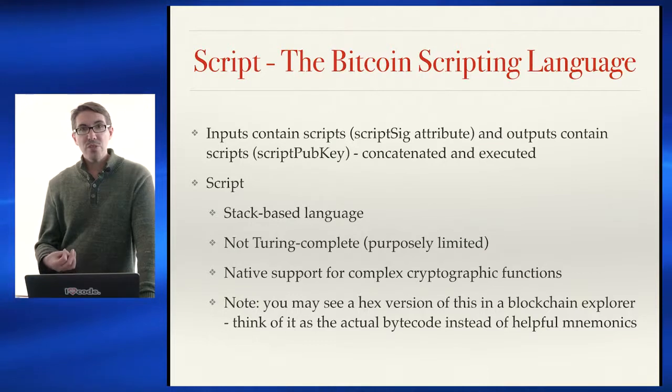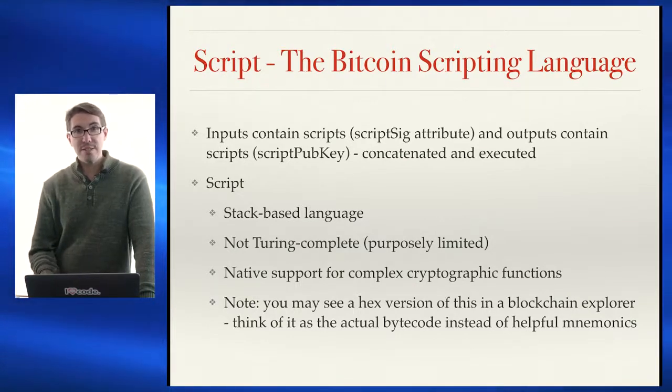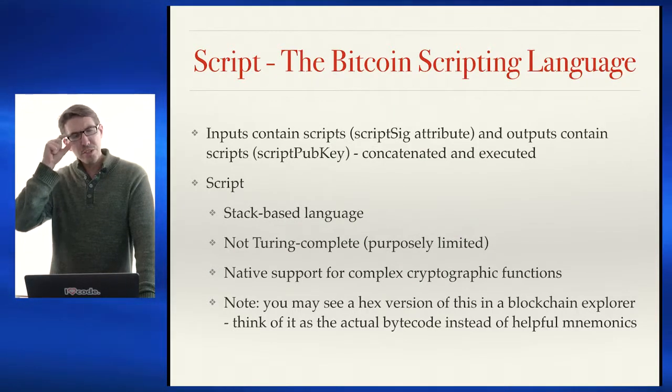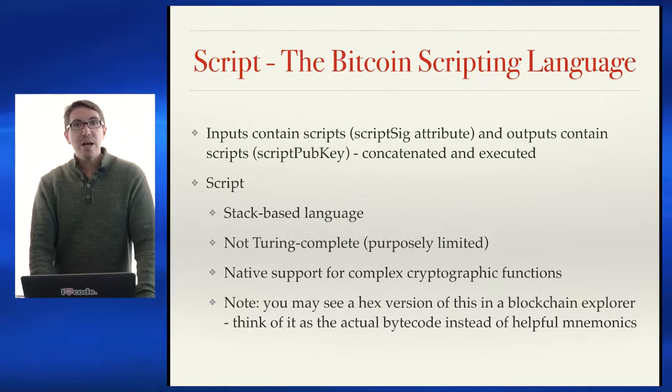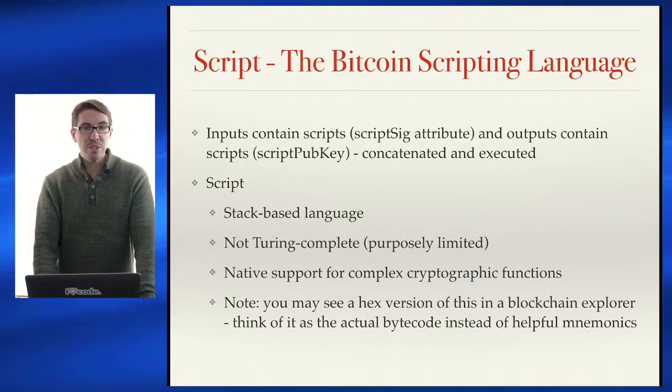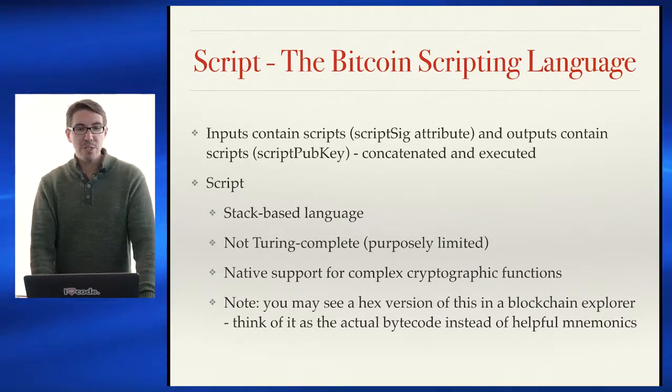So when a transaction occurs, this script sig and this script pub key are going to be concatenated and then executed as a single program in script. Script is a very simple stack-based language. Instructions are 1 byte, which means there are only 256 possible instructions, but in actuality, there are much fewer than that.